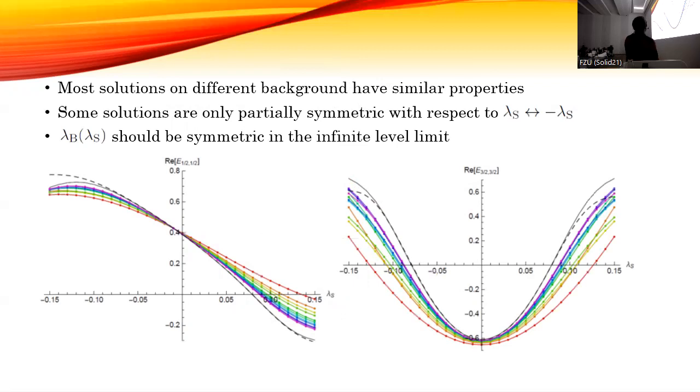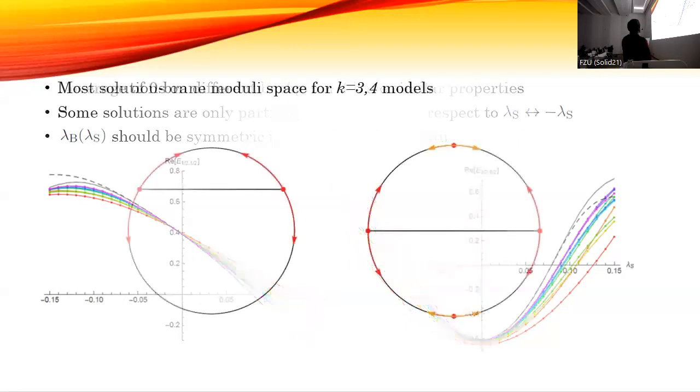In most cases, we get similar types of solutions. But one interesting issue is that some solutions are only partially symmetric with respect to change of sign of lambda. So these are two invariants for the K equals 3 solution, or to be less precise, the zero brane solution in the K equals 3 model. On the right, we have an invariant which is nicely symmetric with respect to 0. But on the left, there is a different invariant, and this is a generic function. When we compute the boundary marginal parameter lambda b, we find that this function is approximately symmetric. We expect that it will become symmetric in the infinite level limit, and the length of the branch in both directions should also be the same.